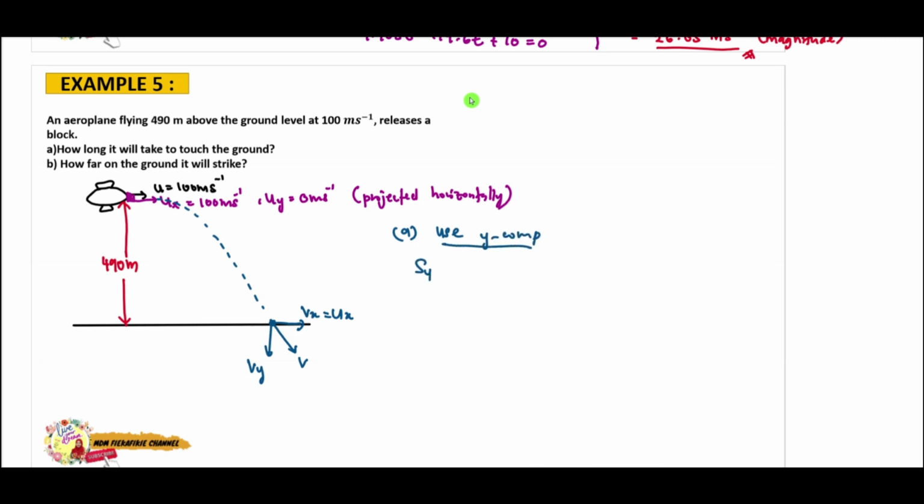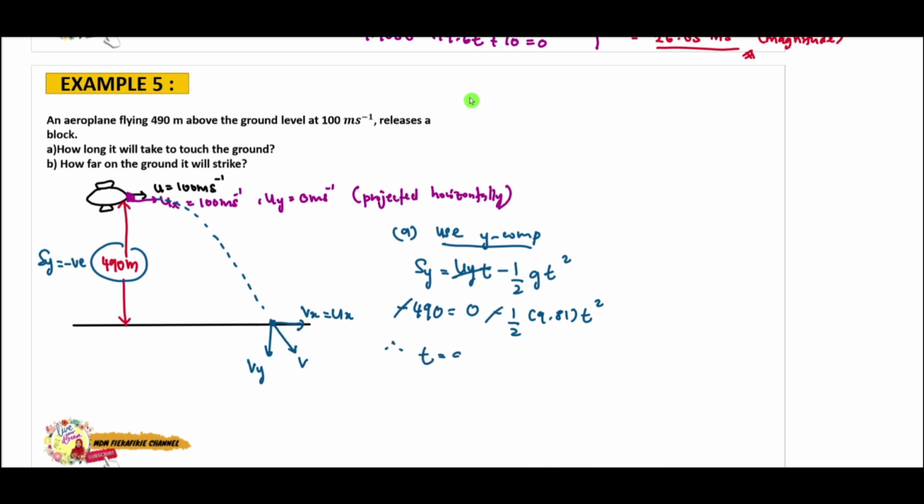Alright, so Sy, okay, since kita tahu nilai ini adalah nilai Sy, tapi nanti mesti negatif. Kenapa? Sebab objek bergerak ke bawah. Okay, so Uy saya dah tahu 0. Okay, so kita boleh masuk saja dalam formula ini. So here negative 490. So Uy 0, so sini semua 0 lah. Minus half 9.81 T squared. Okay, we can cancel the negative sign. Therefore, T you akan dapat 9.99 second.